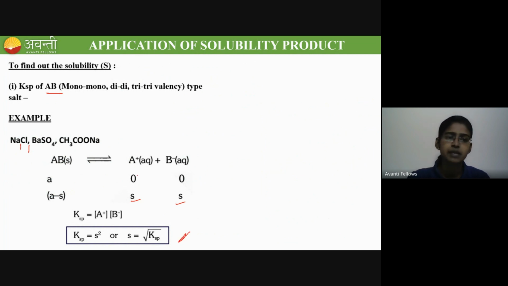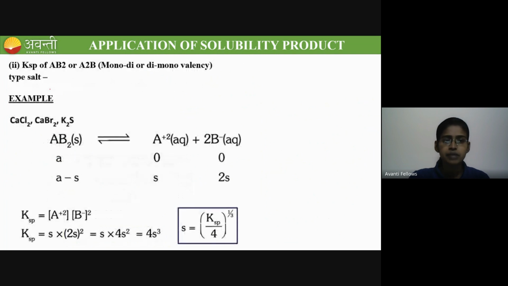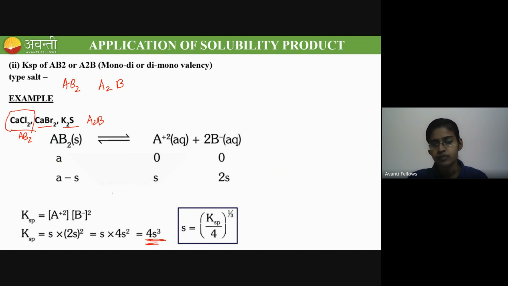Then for the second type, Ksp for AB2 type or A2B type. So here calcium chloride is AB2, and this is also AB2, and this is A2B type, right? For this type, you have to dissociate into A2+ and 2B-. It is S and 2S. In that case, we have got 4S cube. For calcium chloride, we have tried now, right? So we have got 4S cube, and S will be equal to (Ksp by 4) to the power 1 by 3. Okay, so this is how we have to find out the solubility.